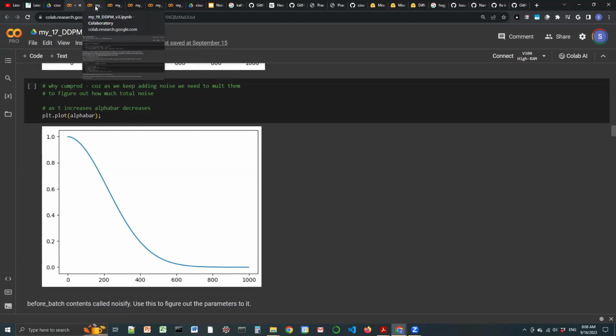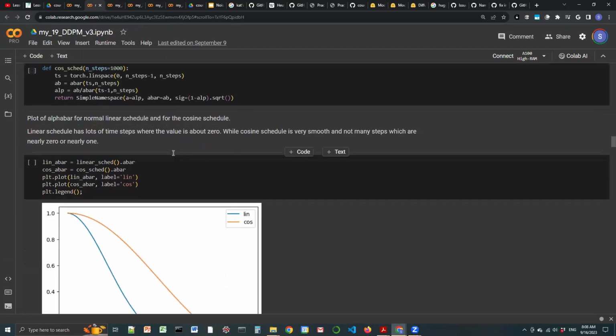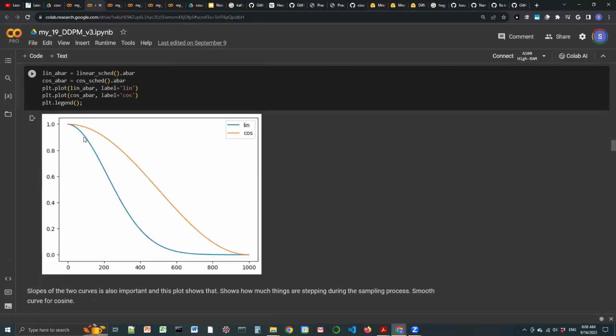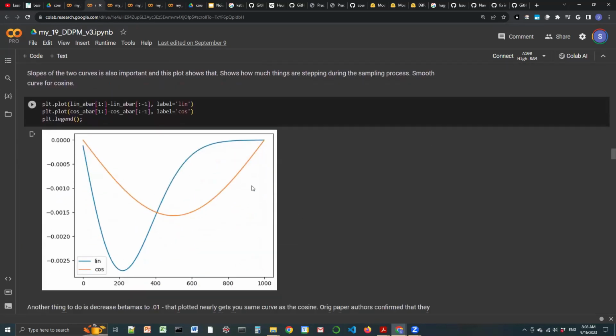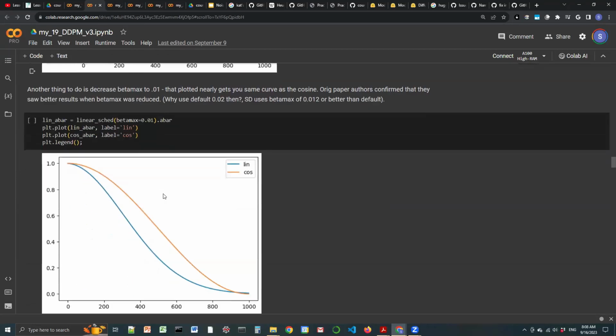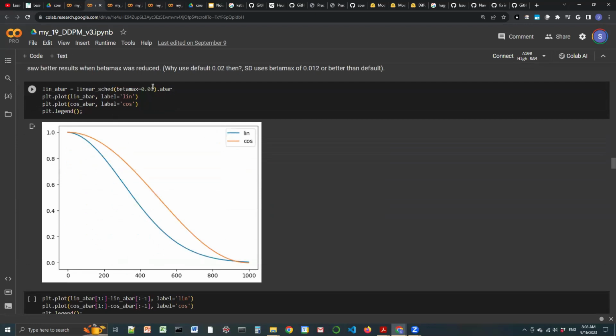And as part of his comparison of the cosine schedule, he also pointed out that the alpha bar plot is very steep. It's not as smooth as the cosine curve. The slope of the curve is important, and with the linear schedule the slope is all over the place, whereas this orange curve, which is the slope of the cosine schedule, is rather smooth. But then he indicated that just by changing the beta max to 0.01, he got most of the benefits. So in this notebook, he just changed beta max to 0.01 and stuck with it.